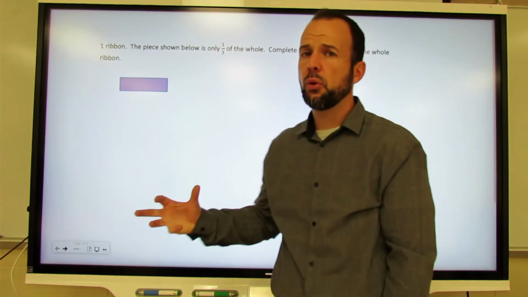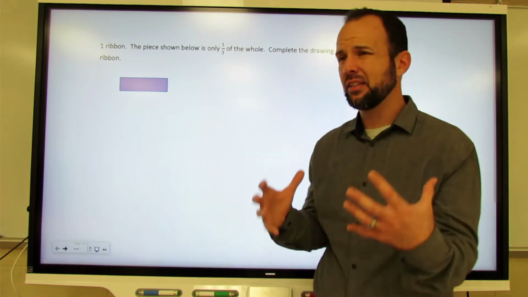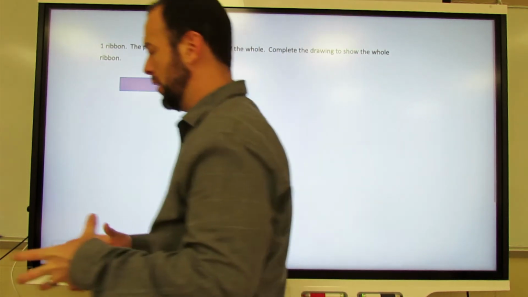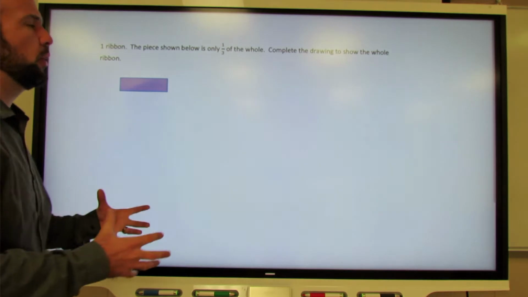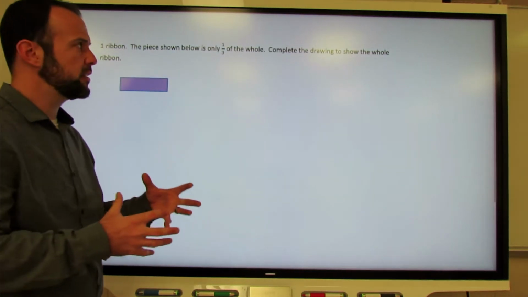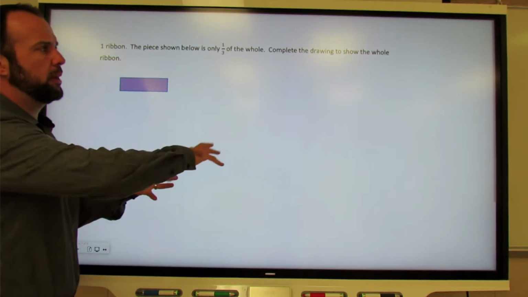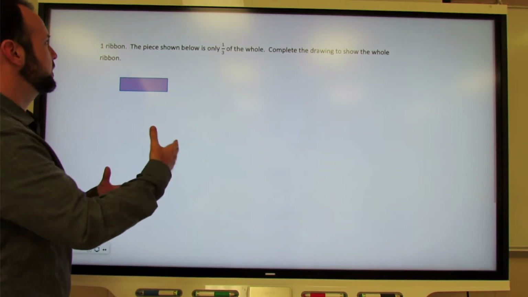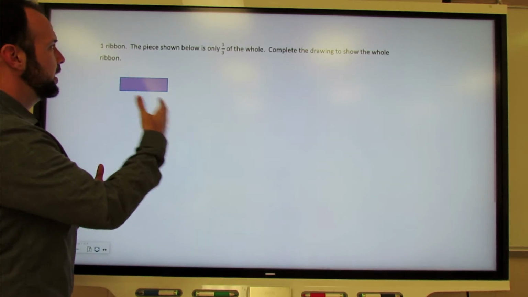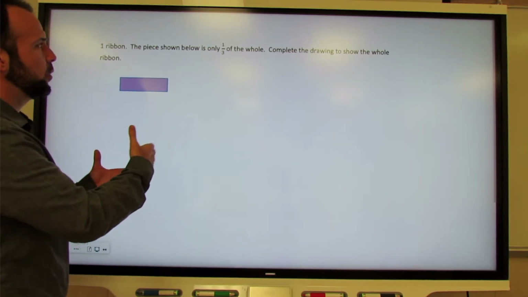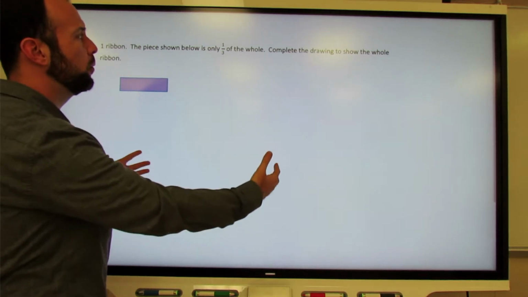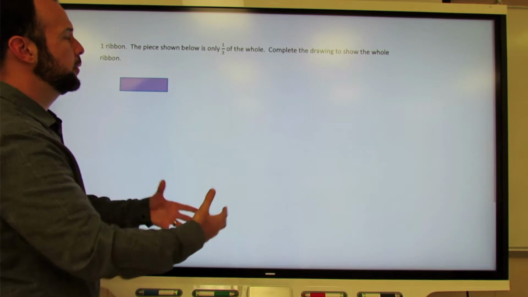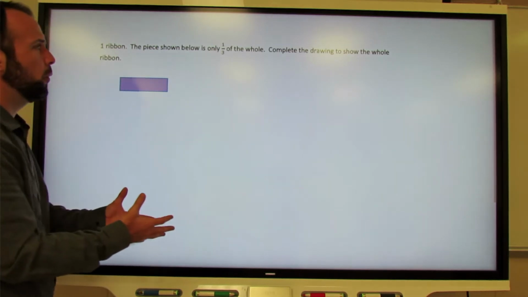All right, guys, so the first question that we're going to take a look at here, again, is some of that critical thinking stuff. We're going to be working with some ribbon throughout a lot of these different questions, and it's going to give us some information about it, and we're going to have to draw in or sketch in the rest of it. So this one, for example, says one ribbon, and the piece shown below is only 1/3 of the whole piece of ribbon that we're looking for. Complete the drawing to show the whole ribbon.